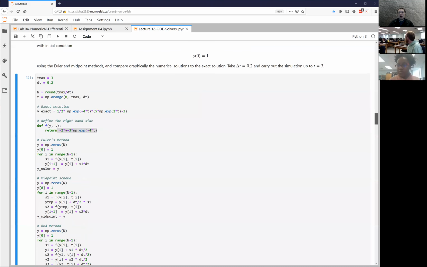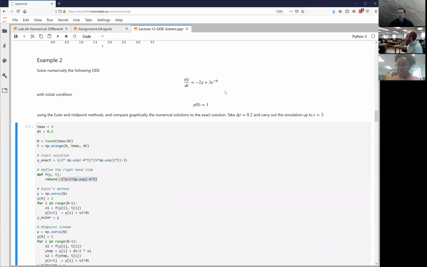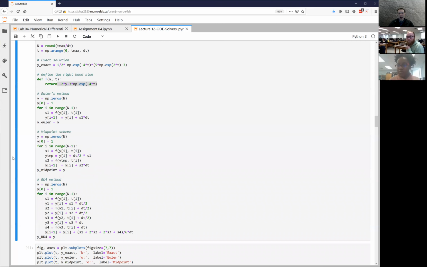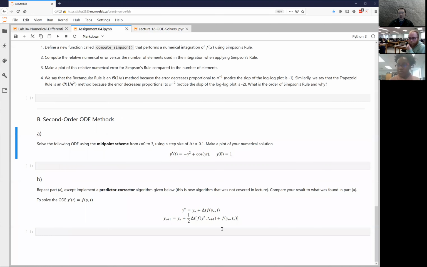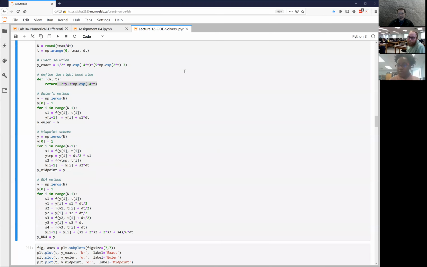So the point being, you now have a technique or a method to solve lots of systems. If you know the right-hand side, there is a midpoint scheme. There's a Runge-Kutta scheme. On assignment number 4, I'd like you to implement a brand new algorithm. It's slightly different. It's another second-order method. It just has a different algorithm. So please implement that and compare the two.